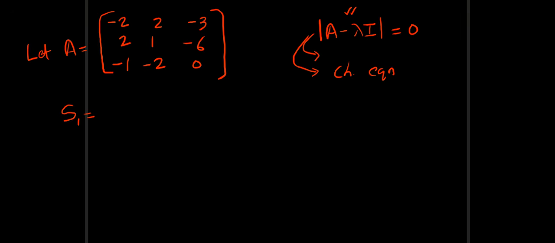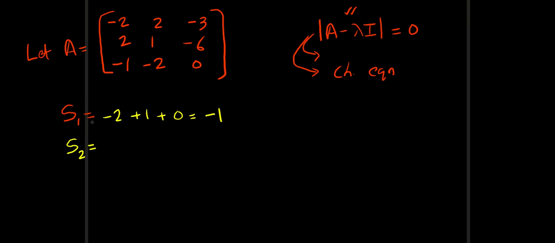And what does S1 stand for? Trace. Trace means sum of all the leading diagonal elements. And that will be minus 2 plus 1 plus 0. And that gives me minus 1. And now the second one, S2.